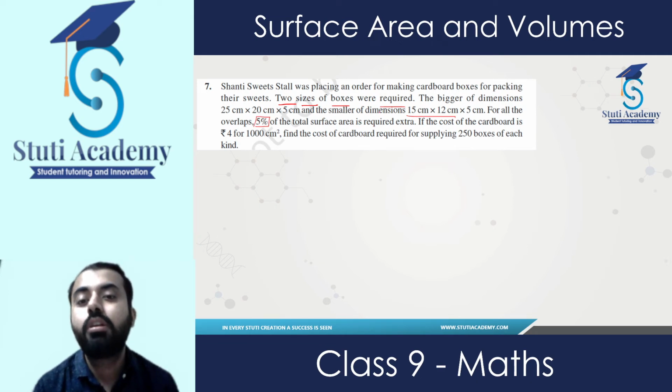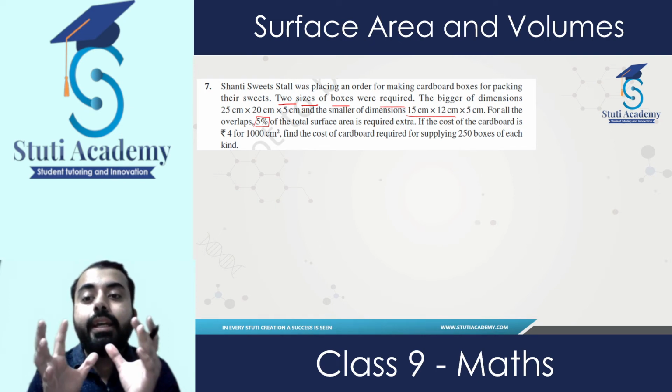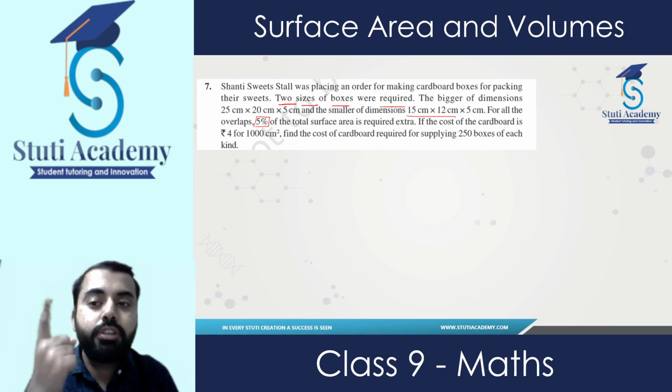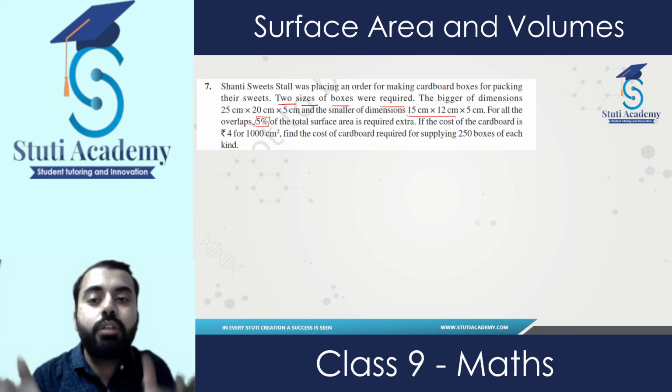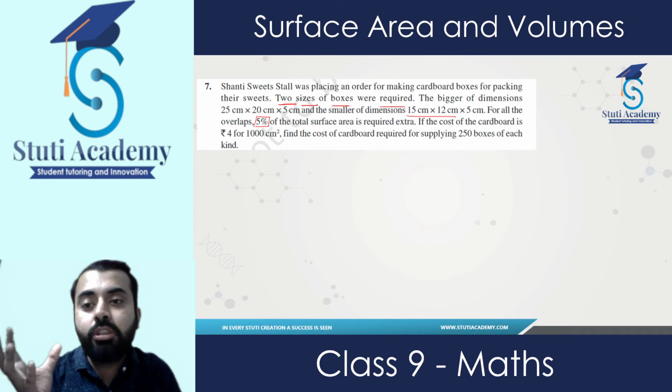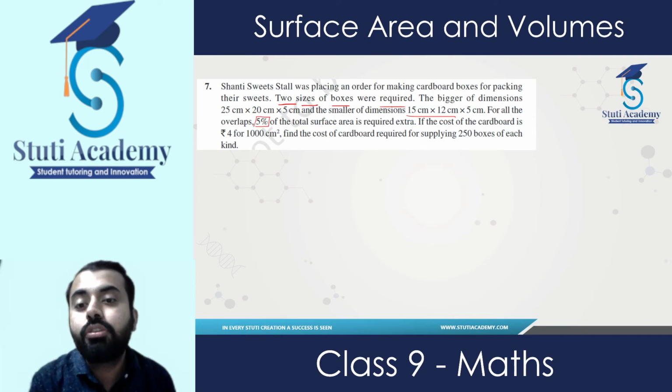Now, you guys see, it was given to you that they had ordered two kinds of boxes. The first one of dimension 25 into 25 and another of dimension 5 into 50. They were having an extra 5% in order to overlap, that means to cover them up. If that was the case, what I will have is my total surface area added to its 5%. If my total surface area is 100, its 5% will be 5. My total value will be what?